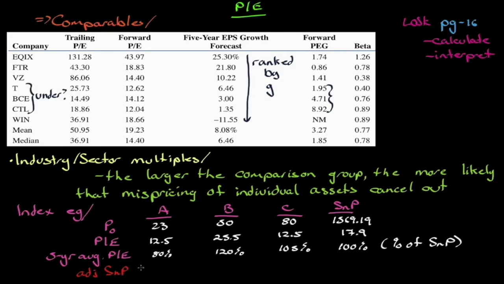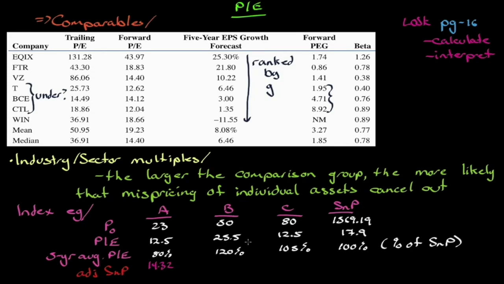So let's look at an adjusted S&P PE. Since A was running at 80% of the 17.9 on a 5-year average, that is the same as saying 14.32. So we have to compare the 12.5 to 14.32. All we've done, just so that we're clear, is say that if our 5-year average PE for A typically runs 80% of the index, then we need to compare it to 80% of the index. 80% of the index is 14.32. So now we're comparing 12.5 versus 14.32.